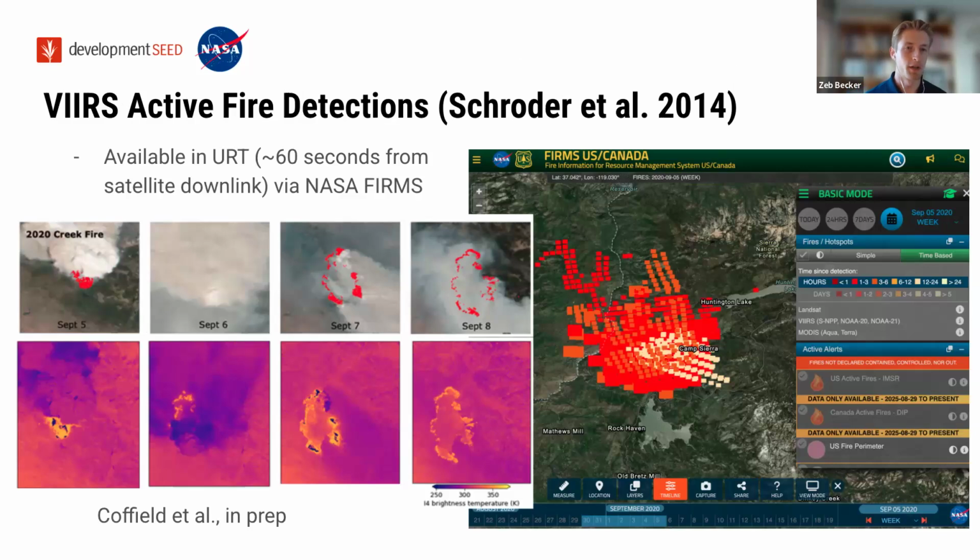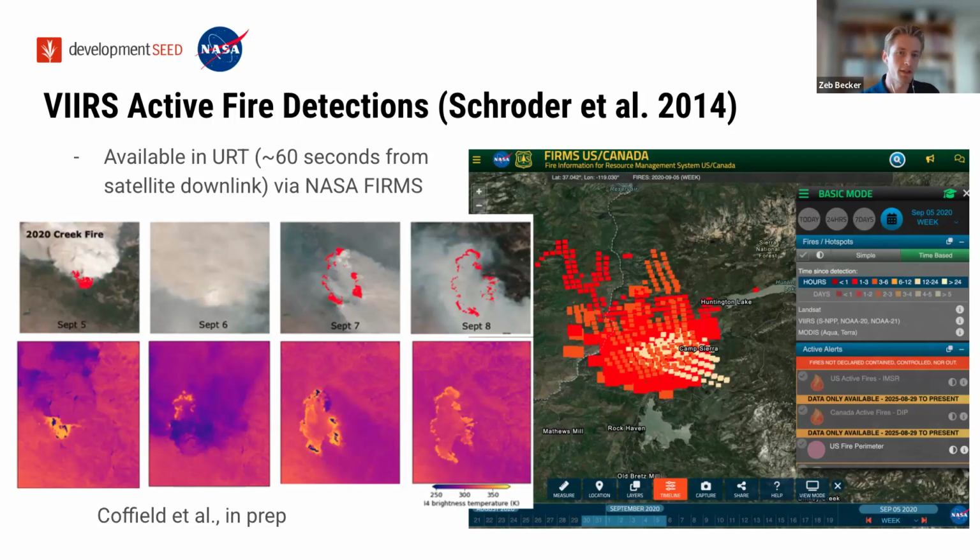So I want to talk a little bit about where we start with the FEDS algorithm, which is what I work on. So in the past, a lot of work has gone into processing the raw data that come in from the VIIRS sensors. On the left, you can see a figure that my colleague prepared looking at the Creek Fire, which burned back in 2020 in California.